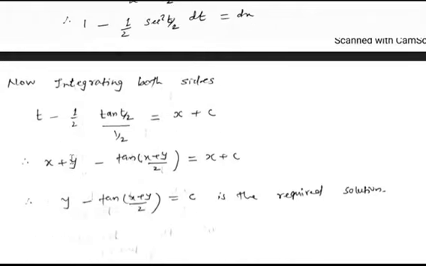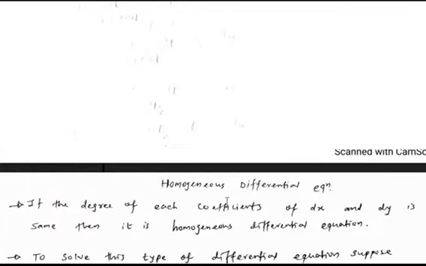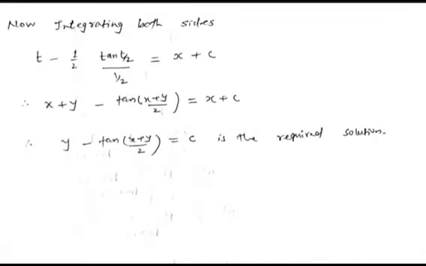Okay, now replace t by x plus y, and this half will cancel out, tan of (x plus y) by 2 equals x plus c. You can see that this x and this x will cancel out, so we have y minus tan of (x plus y) by 2 equals c. So this is the required solution.